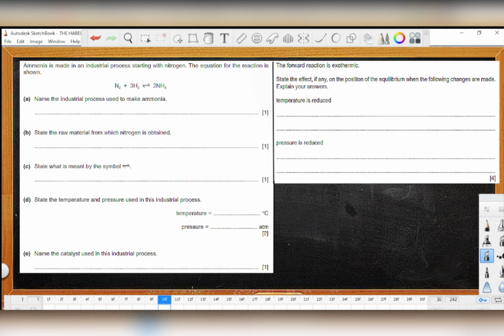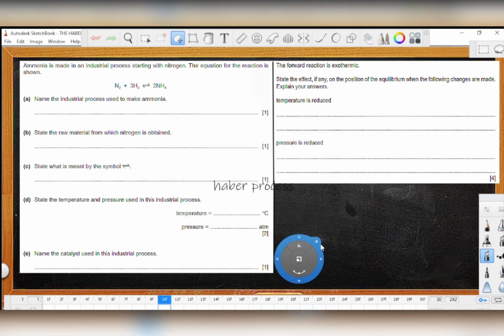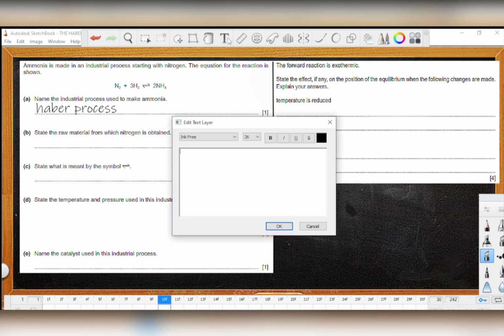Ammonia is made in an industrial process starting with nitrogen. The equation for the reaction is shown. Name the industrial process used to make ammonia. We already said that is the Haber process. Next question. State the raw material from which nitrogen is obtained. The raw material is air.